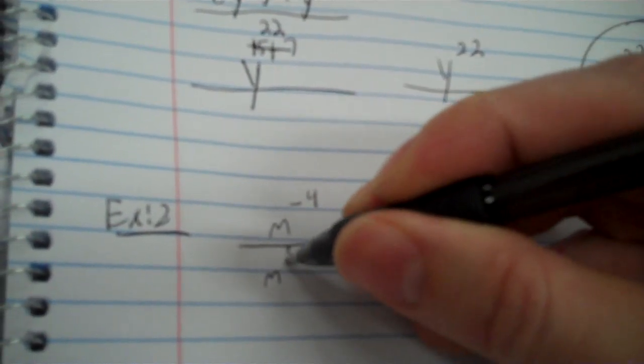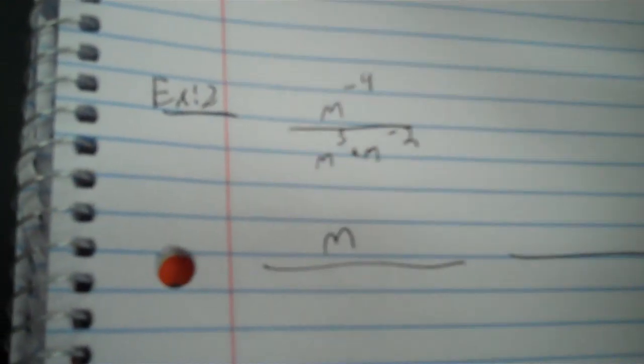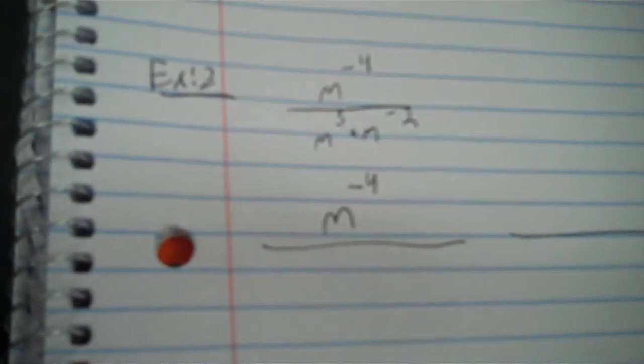Okay, example number 2. There's going to be 8 examples. You have 8 problems to work. Okay, copy down what's on the screen. Yeah, I know you can't see what's on the screen, but you have your own document. Okay, m to the negative 4th and then m to the 3rd times m to the negative 2nd. So 3 lines. So you have a factor of m on top, and that's the only factor you really have on top.